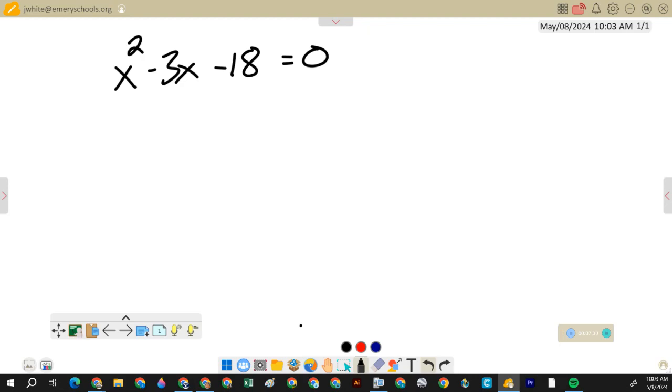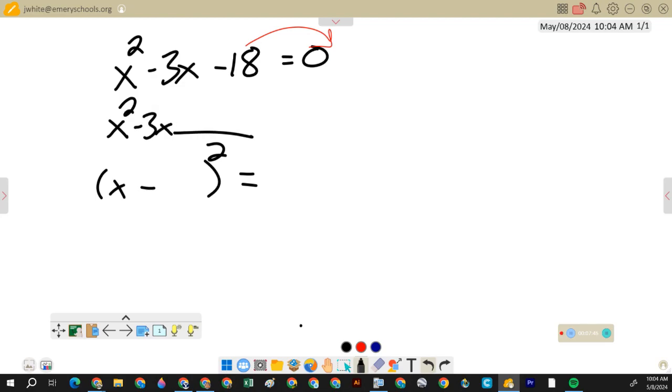So is this a perfect square? No. But if it is a perfect square, it will have a minus on the inside. So let's move the 18 out of the way. X squared minus 3x, leave a space, equals 18. What number here completes the square? And this is kind of tricky. Well, the number here is half of negative 3. Half of negative 3 is negative 1.5.